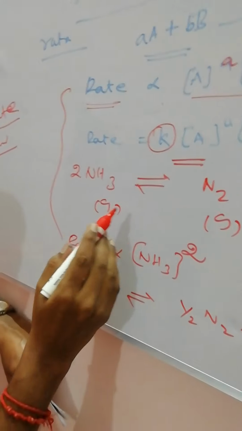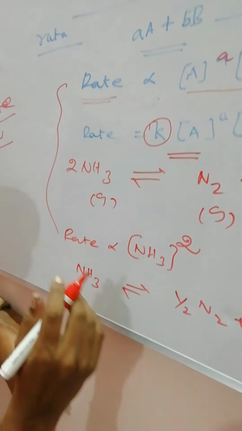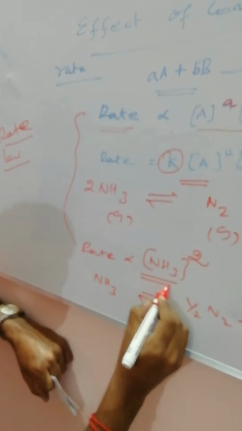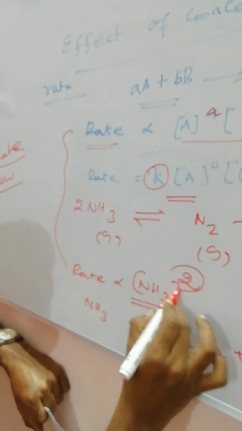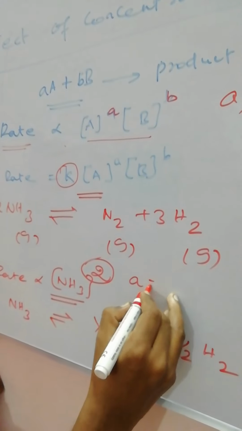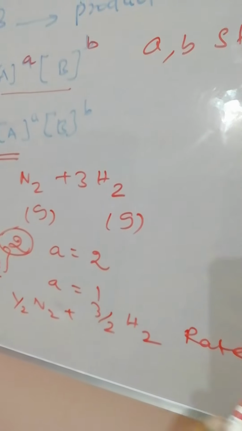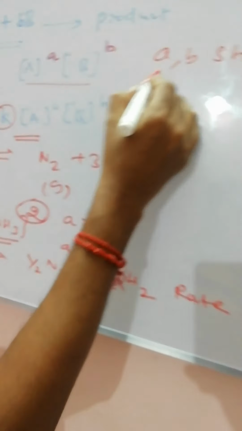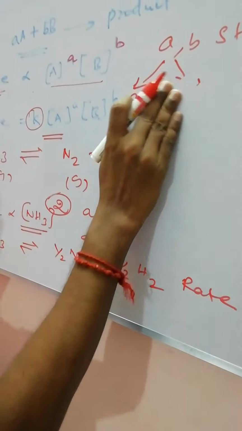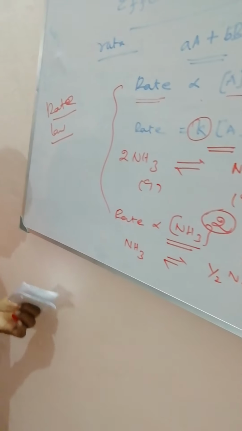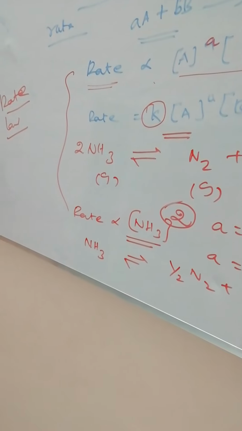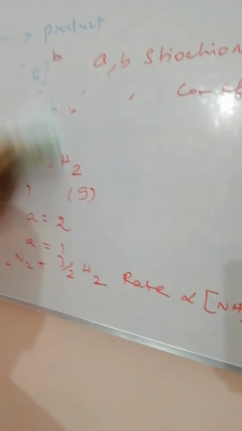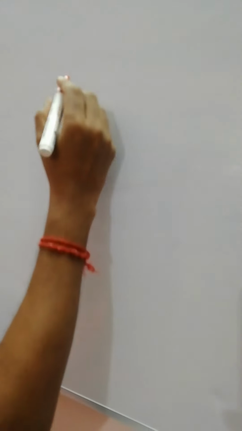One example given: decomposition of ammonia. It takes two steps. The first step is this one, the second is this one. In the first, rate is directly proportional to ammonia power 2, the stoichiometric power, so a is 2. In the other case, a is 1. So we have confusion whether a is equal to 2 or 1. To avoid this confusion, we use a concept called rate law.